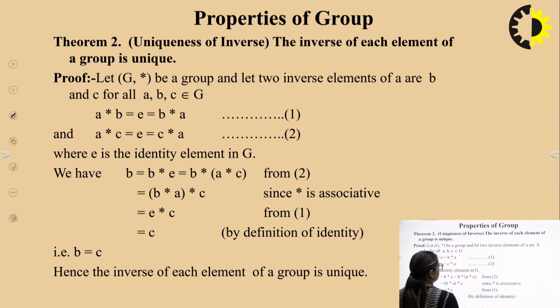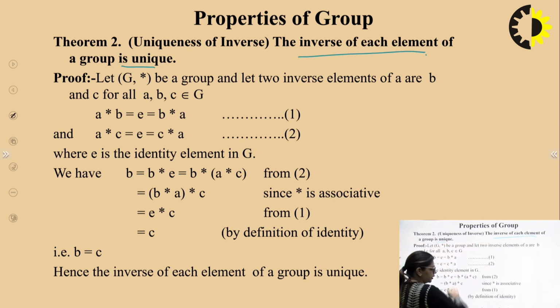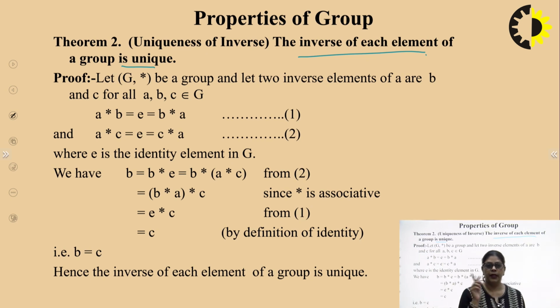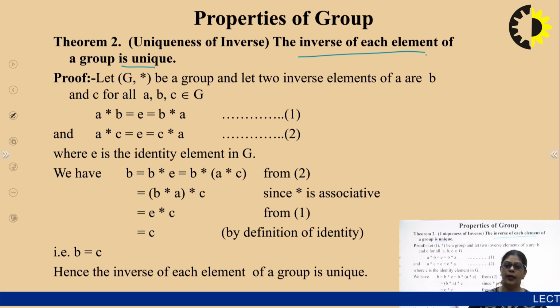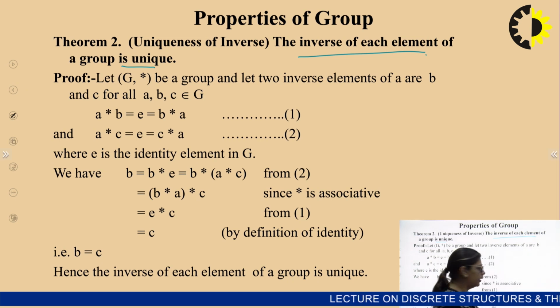Uniqueness of inverse. The inverse of each element of a group is unique. Now about the identity, for the whole group there was one identity, but in case of inverse, it can vary from element to element, but each element will have only one inverse. Now inverse will also be a part of the group only.